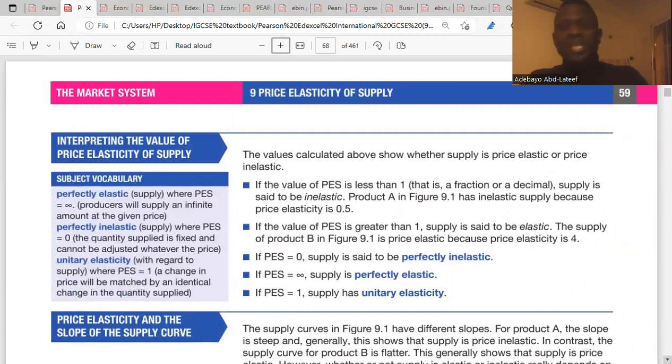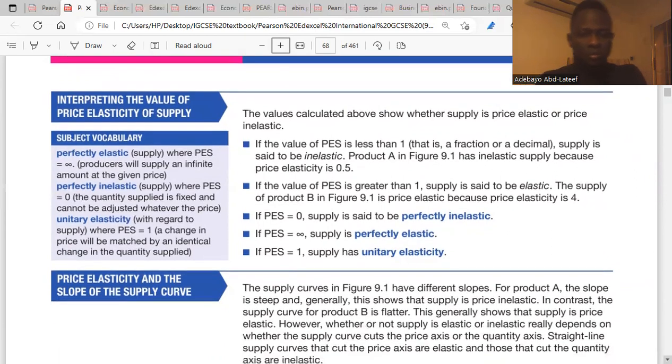So the price elasticity of supply could be perfectly inelastic, it could be perfectly elastic, and it could be unitary. It is perfectly inelastic if our PES is equal to 0. It is perfectly elastic if the PES is infinite. It is unitary if PES is 1. I think that is clear. Is it clear, please? All right.